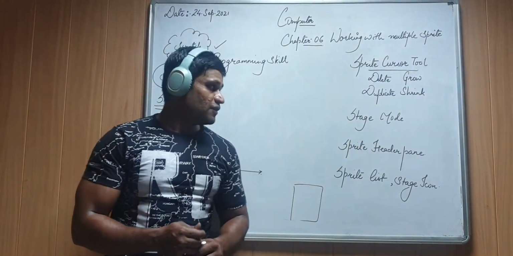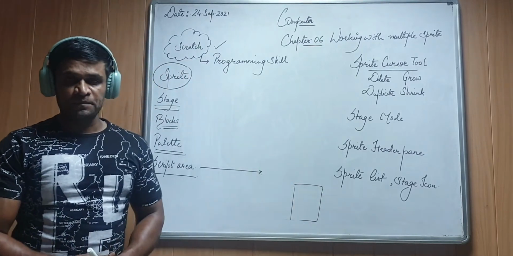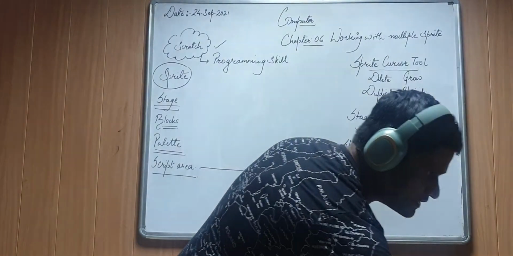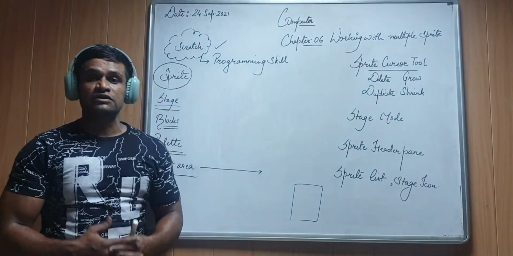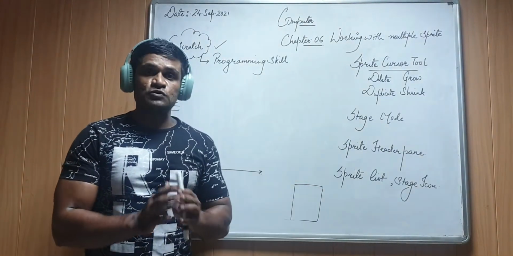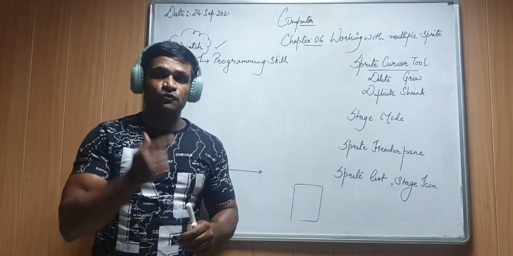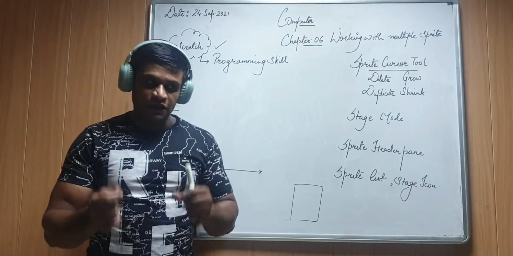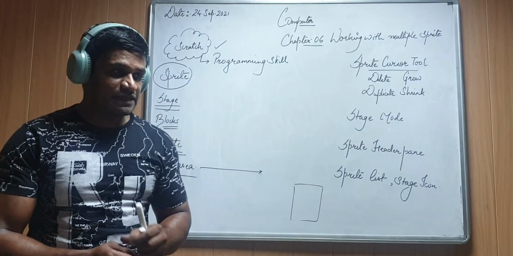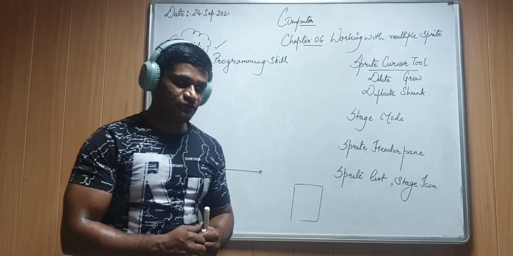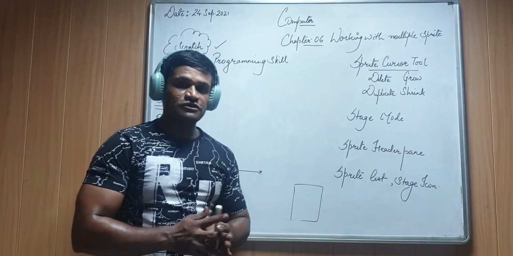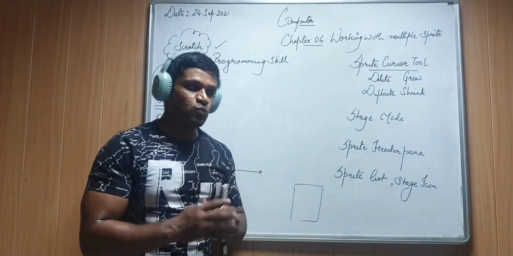After that, we have the sprite header pane. As we had discussed in today's class, the sprite header pane tells you about the information regarding the sprite. Sprite header pane shares all the information related to the sprite with you. Like the name of the sprite, as it is being shown, Sprite 1, as you can see in figure 6.4, page number 64. It consists of the name of the sprite. What is that name? Sprite 1.